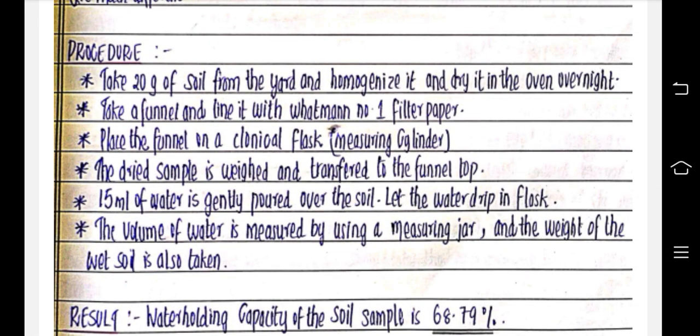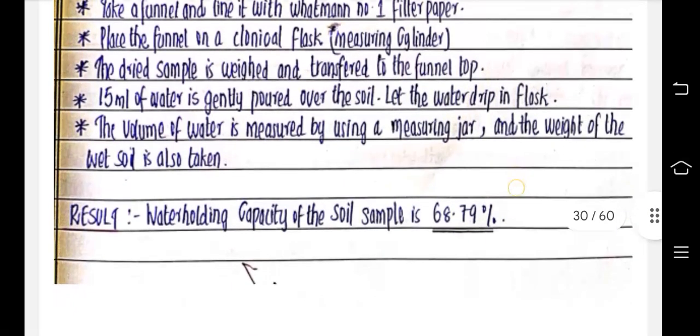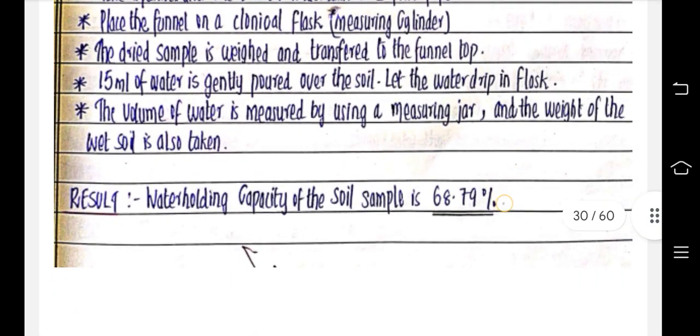Procedure: take 20 grams of soil from the yard, homogenize it and dry it in the oven overnight. Take a funnel and line it with Whatman number 1 filter paper. Place the funnel on a conical flask or measuring cylinder. The dried sample is weighed and transferred to the funnel top. 15 ml of water is gently poured over the soil. Let the water drip into the flask. The volume of water is measured using a measuring jar, and the weight of the wet soil is also taken. Water holding capacity of the soil sample is calculated as a percentage.